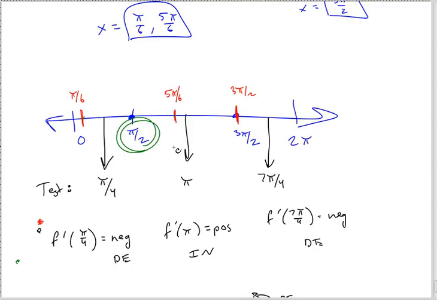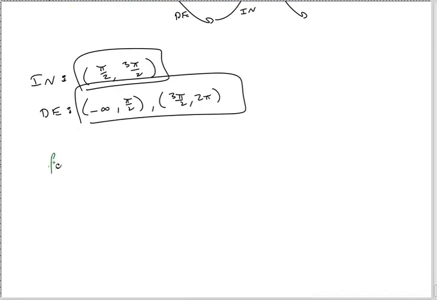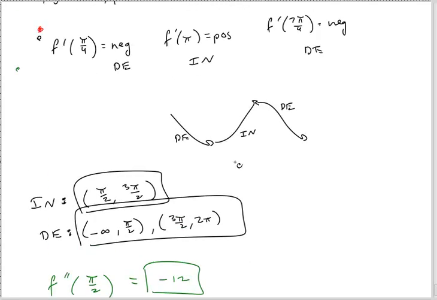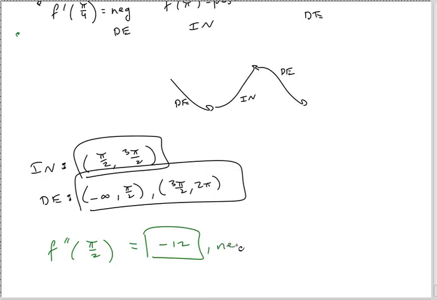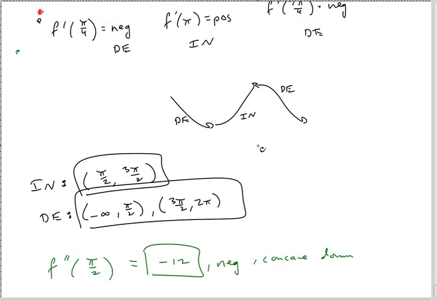I don't know. And so what I'm going to do is plug that in right now, f double prime at pi over 2, and I want to see, is this some kind of inflection point or something like that? Well, when I plug this in, I got a negative 12. Hang on to that number. And negative means that it's concave down. Concave down at pi over 2.